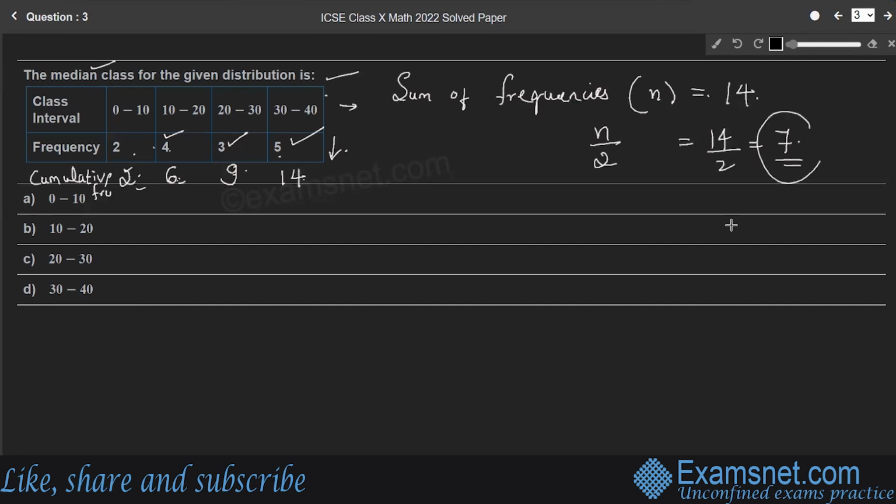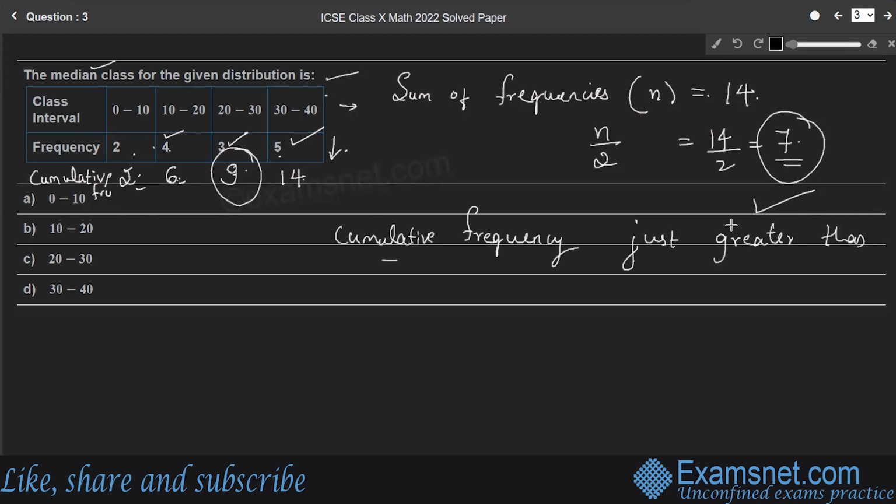So look at n by 2 value, which is 7. So cumulative frequency just greater than 7 is 9 here. I'll repeat, cumulative frequency just greater than 7. 7 is nothing but n by 2, right? So just greater than 7 is 9.